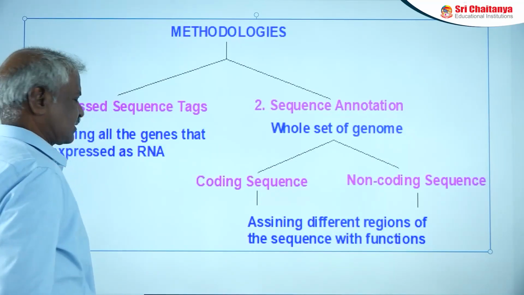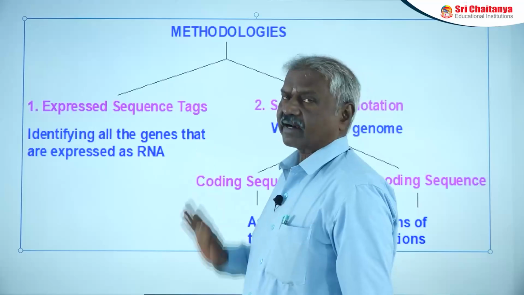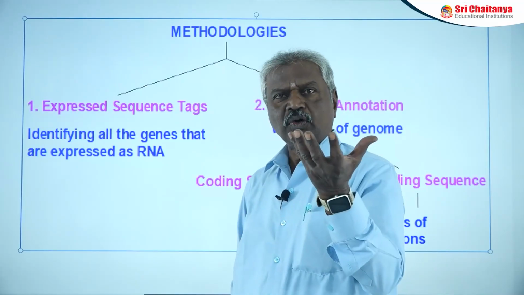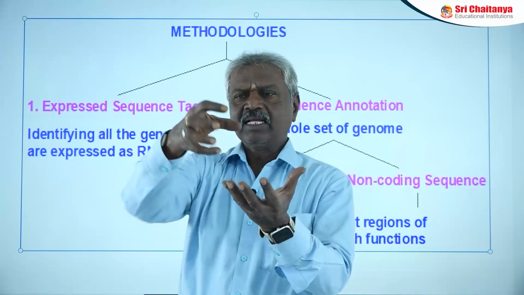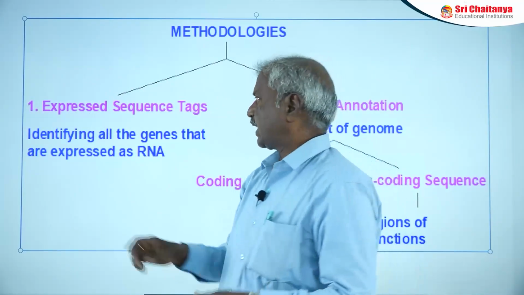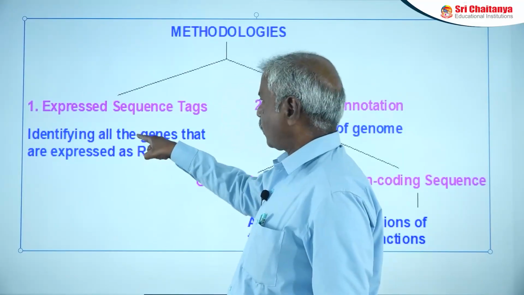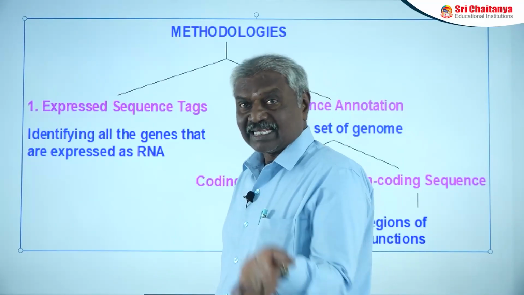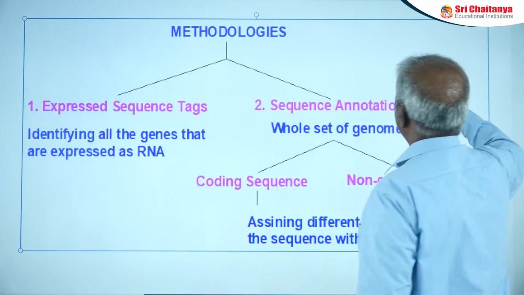Expressed sequence tags: here, all genes that are expressed as RNA are identified. That means you take the genome, and where a gene is present, it is expressed as RNA. These are taken outside, and with the help of RNA polymerase you can go for that. That's why genes are identified. Many geneticists followed this major approach. The rest of the members followed sequence annotation.